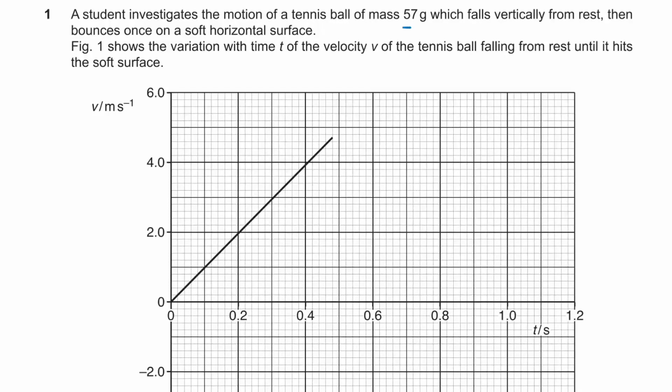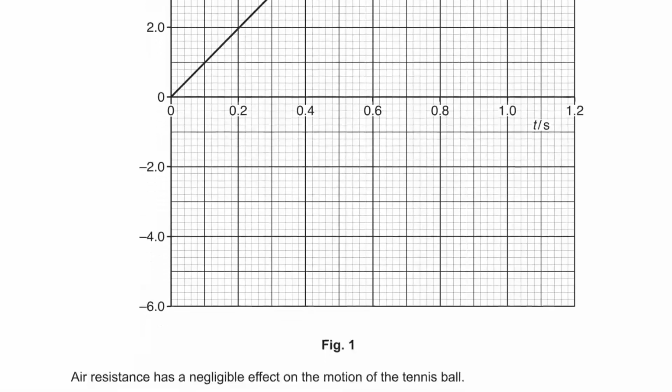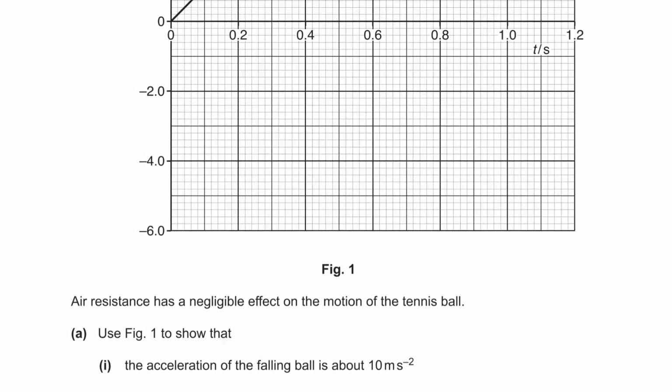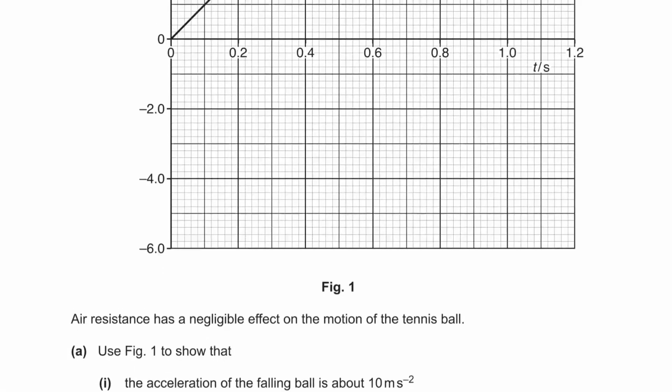We have a mass that falls vertically from rest and bounces. So we have a velocity-time graph. See, it's positive to begin with. That just goes to show, folks, that you don't have to have down as negative so long as you're consistent within each situation, each question. So what are we being asked first? Show that the acceleration is about 10 meters per second squared.